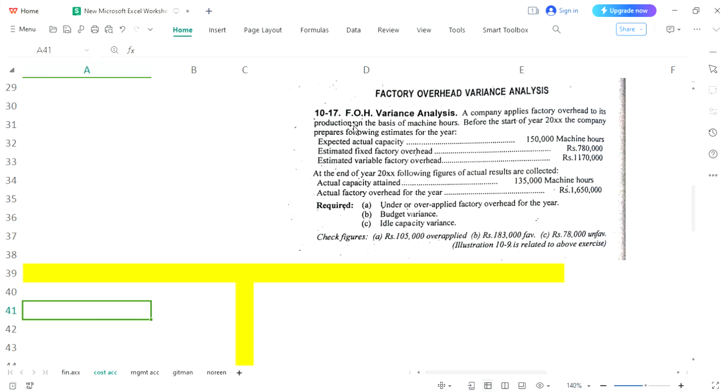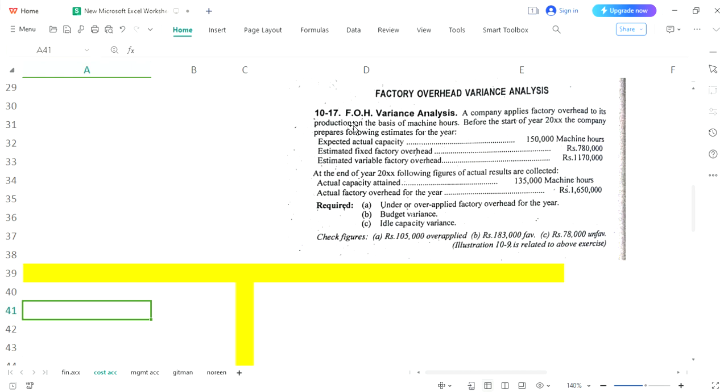And secondly, I would like to mention that its initial, introductory lecture, we have already seen, where we have learned how to calculate different types of variances. First, we came to know the meaning of variance, the meaning of factory overhead, and the difference between different types of FOH. We have already discussed it. So hopefully if you have watched that previous lecture closely, there would not be anything difficult to solve this question.